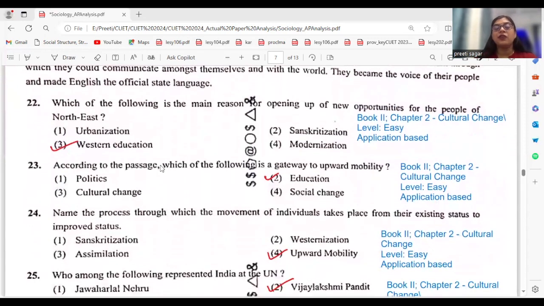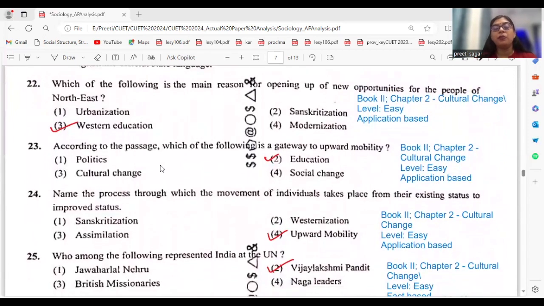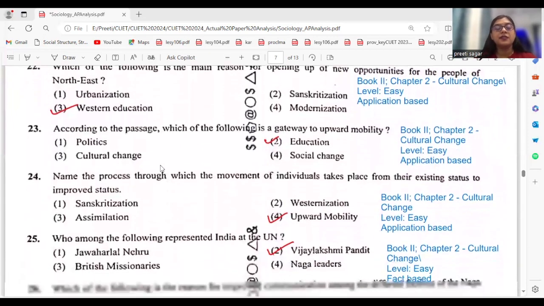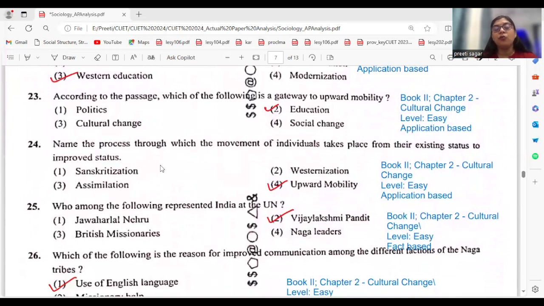According to the passage, which of the following is the gateway to upward mobility? That is education. Option 2 is the right answer. Name the process through which the movement of individuals takes place from their existing status to improved status. Your option 4 is the right answer. That is upward mobility. Who among the following represented India at UN? That is Vijaya Lakshmi Pandit. Option 2 is the right answer.